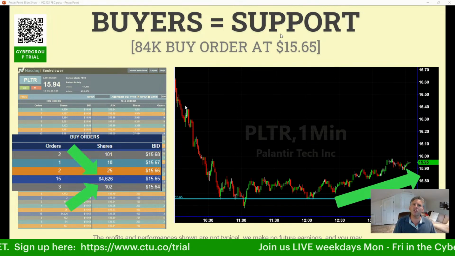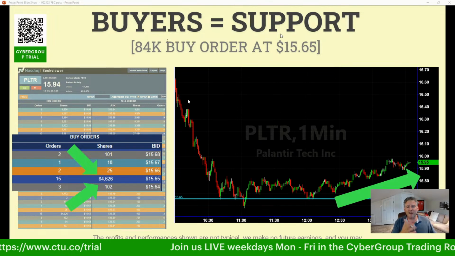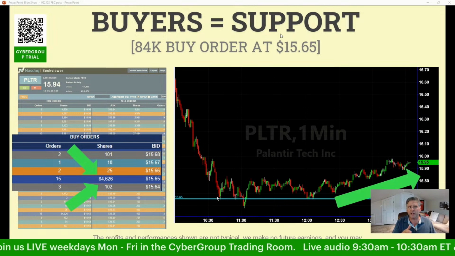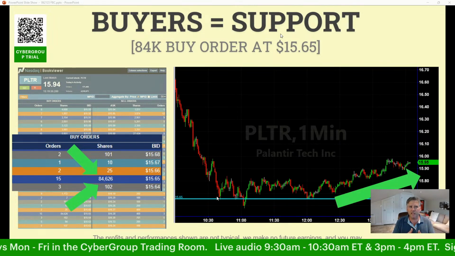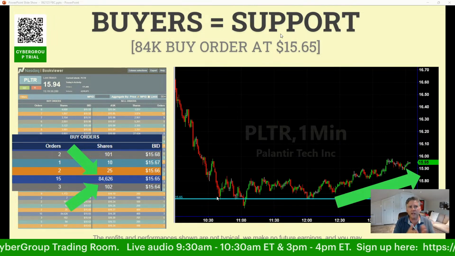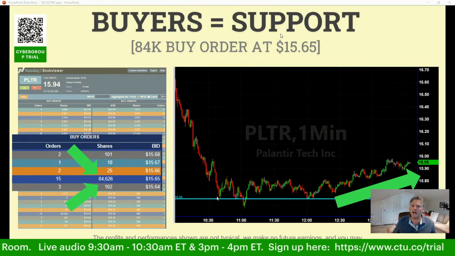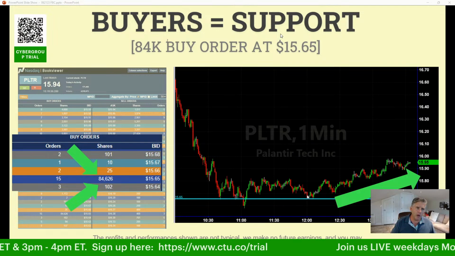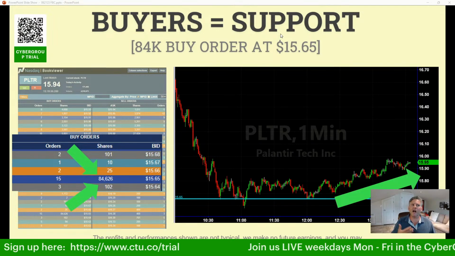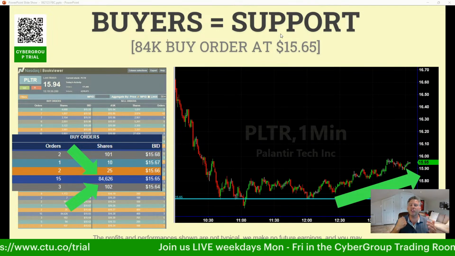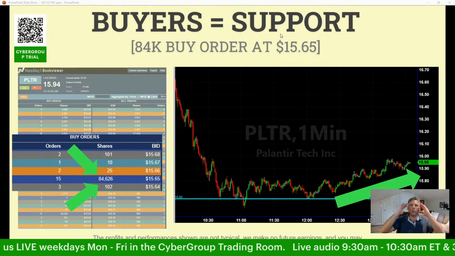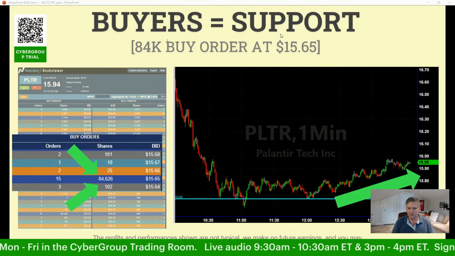All right. Now you see PLTR is going down. It started around 16.60. And then all of a sudden, after about an hour, around 10:30, it has a tough time breaking this support level of right around $15.60. 11, 11:30, 12, 12:30, 1 o'clock, 1:30. It just does not want to go past 15.65. Now, why would that be?